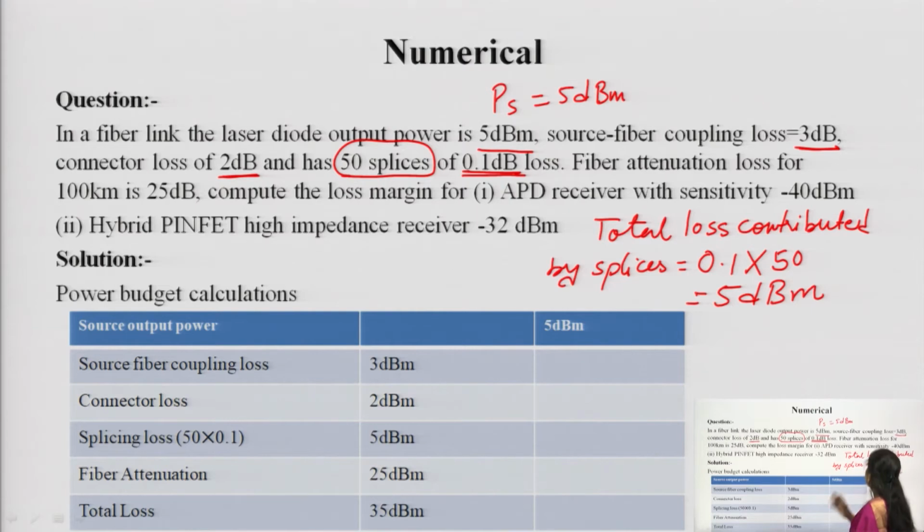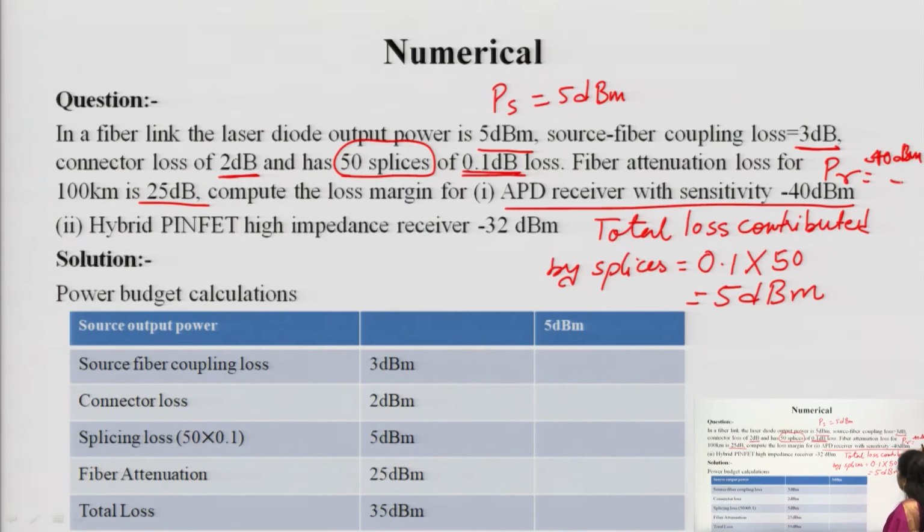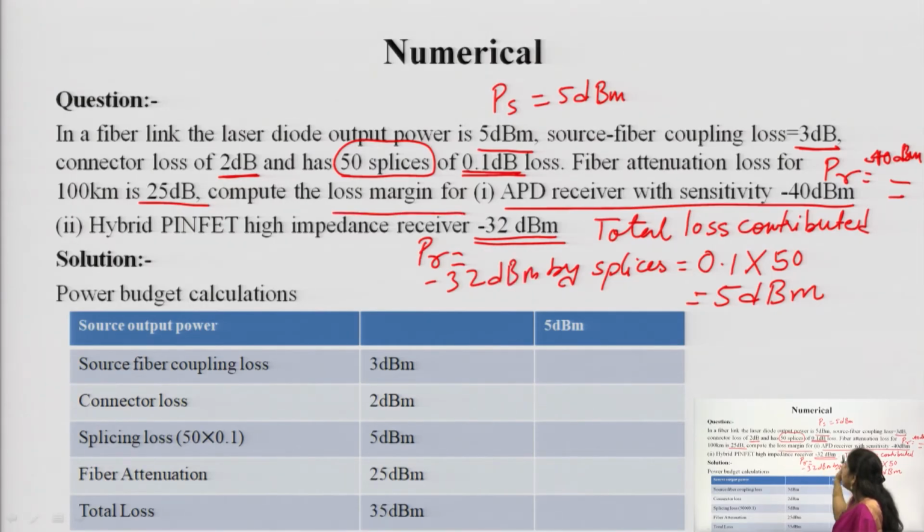Fiber attenuation loss for 100 kilometers is 25 dB. It is given that the fiber is also contributing to the loss, and the total fiber attenuation loss for 100 kilometers is 25 dB. Compute the loss margin for the first, an APD receiver with a sensitivity of minus 40 dBm, that is PR is equal to minus 40 dBm. And for the second case, a hybrid pin-FET high impedance receiver with PR of minus 32 dBm. So, you have to calculate the loss margin for two cases.